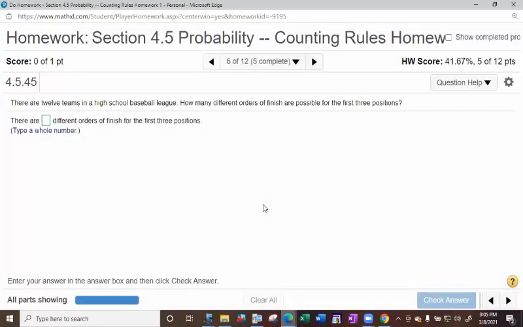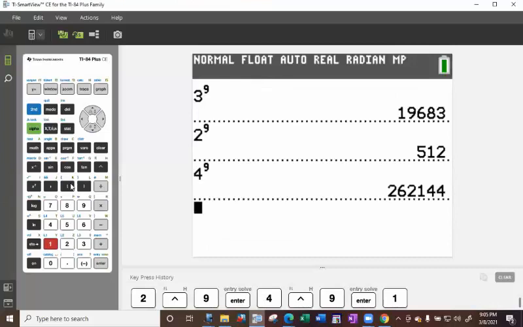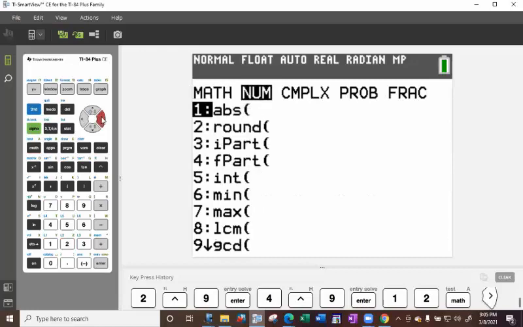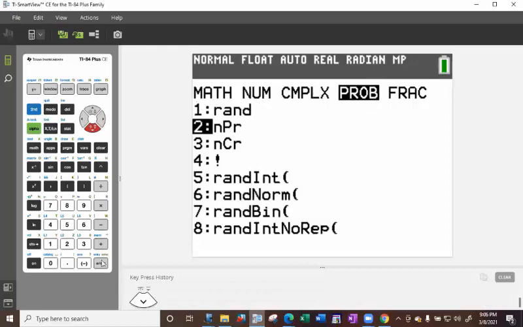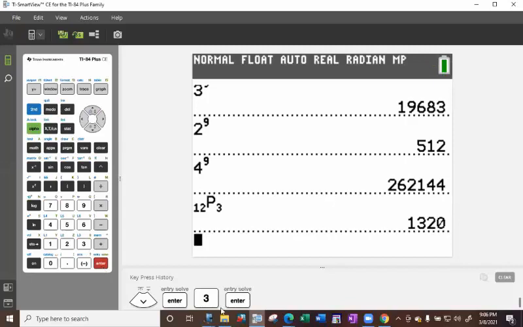12 teams, different orders of finish possible for the first 3 positions. Okay, it's going to be a permutation because the order is going to matter here: who finishes first, second, or third out of those teams. So it should be a permutation problem. It should be 12 choose 3. Yeah, this one I will not do in my head. 12, math, nPr, 3, let's see how that looks. 1,320.